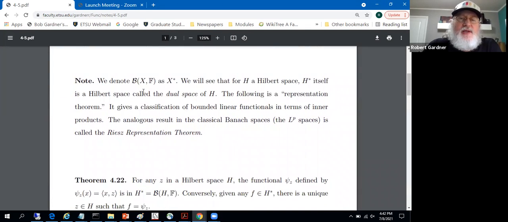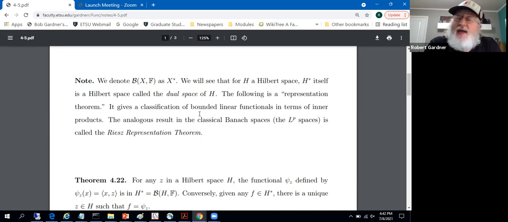We'll denote the collection of bounded linear operators, or excuse me, bounded linear functionals from X to scalar field F as X star will be the notation. In the event that we're dealing with a Hilbert space, we'll see that H star itself is a Hilbert space, and it's called the dual space of the given Hilbert space. So we can look at these X stars regardless of the structure of X, but it's the Hilbert space applications that we're interested in.